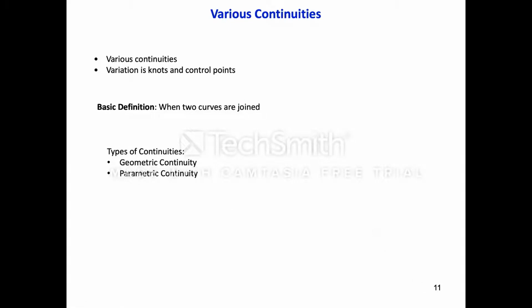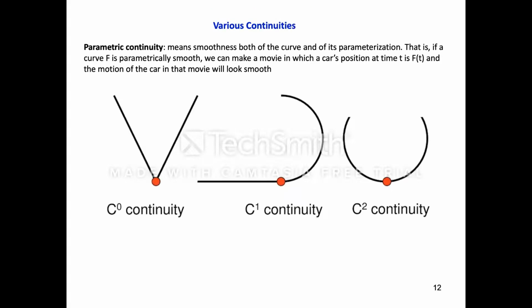We are going to discuss various continuities. The basic definition of continuity is where two curves are joined. There are two different types of continuities. One is geometric continuity and the other is parametric continuity. Parametric continuity means smoothness both of the curve and of its parameterization. That is, if a curve f is parametrically smooth, we can make a movie in which a car's position at a time t is f of t, and the motion of the car in that movie will look smooth.